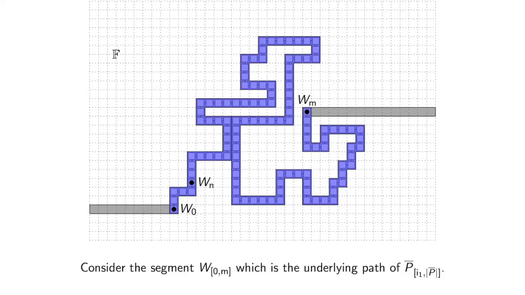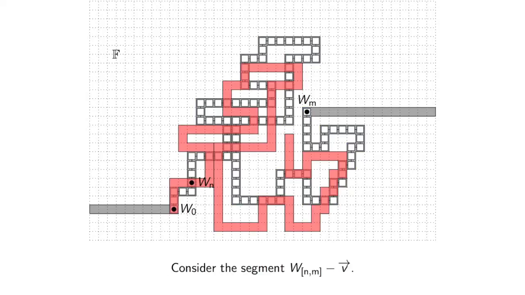This segment is also the underlying path of the segment of the path assembly P from index I1 to its last tile. We can use some parts of this blue path to build our trajectory. Now consider the segment of the window from index N to index M. This segment is in blue. And consider the translation of this segment by -V. This translated segment is in red. The first position of this red path is W0. The trajectory will be defined by using some parts of this red path and some parts of the previous blue path.